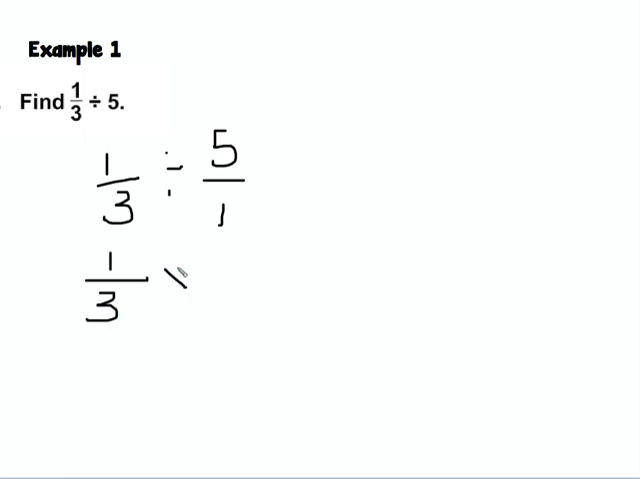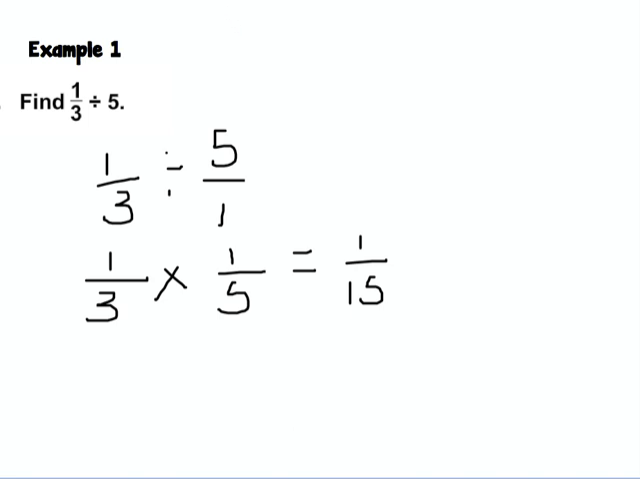Then I rewrite it as a multiplication problem using the inverse of the second fraction. 1/3 times 1/5. See how I just flipped that second number? Now I can multiply. I have no cross-eyes, so I multiply across. 1 times 1 is 1, and 3 times 5 is 15. Pretty simple.